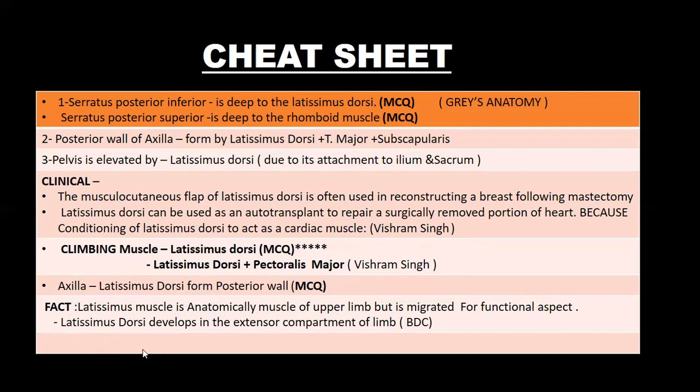The fact about latissimus dorsi is that it is anatomically a muscle of the upper limb, basically an extensor, but it migrates for the functional aspect. So it becomes a migratory muscle also. But in BDC, they mention one line: latissimus dorsi develops in the extensor compartment of the limb.